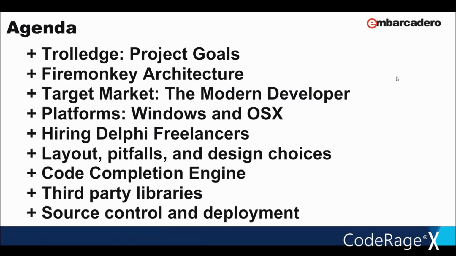Our agenda for today is to cover the TrollEdge code editor. This includes the project goals, how the Firemonkey architecture worked to our advantage in this project, the target market for TrollEdge and how it is designed for the modern developer, the platforms TrollEdge supports, which are Windows and OSX, how to go about hiring Delphi freelancers worldwide, the layout, pitfalls, and design choices we used when building the code editor, the code completion engine we built in the process, what third-party libraries we leverage from the Delphi community, and finally, source control and deployment of the prototype into the wild.